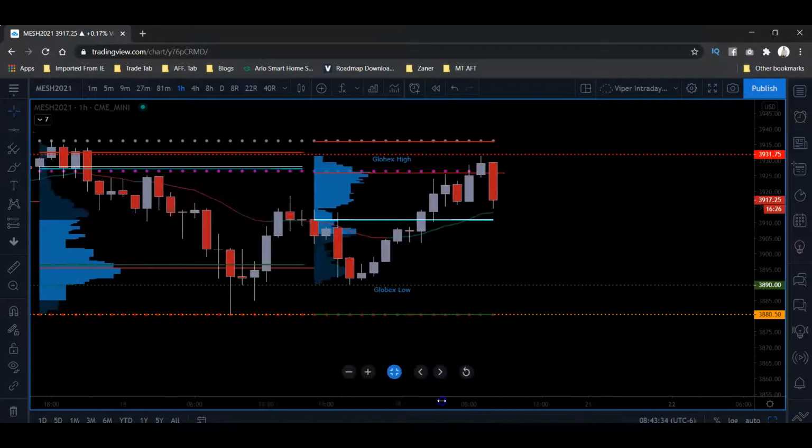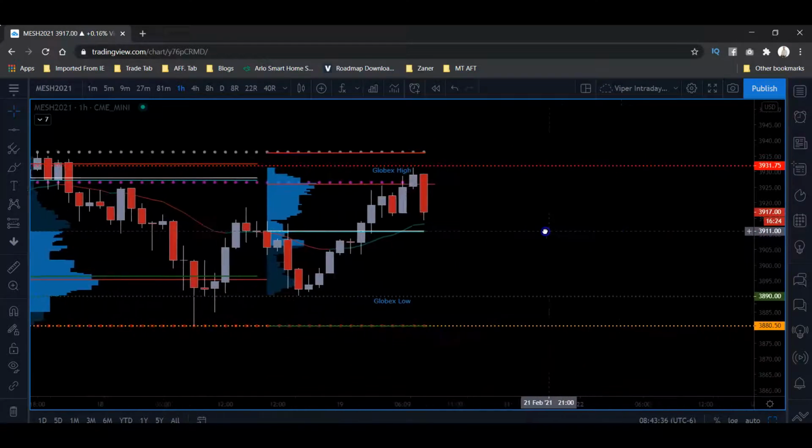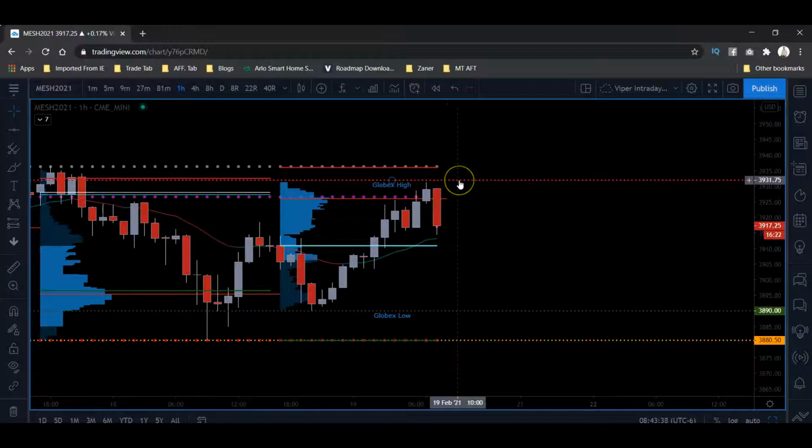One thing I do within 30 minutes before the open is I come in here and I manually draw a support line at the Globex high and the Globex low. I'm using TradingView for a lot of demonstration purposes. It's easy to use. A lot of you guys have it out there.